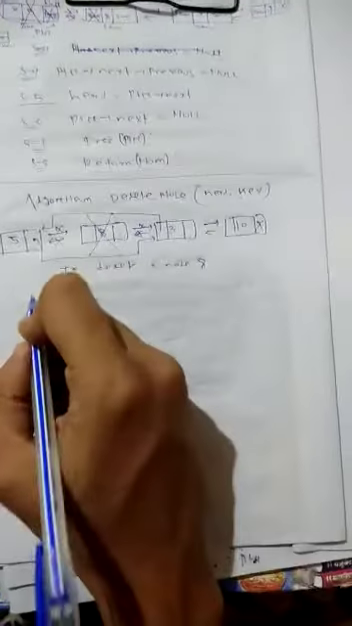Algorithm step 1 is similar. Checking the underflow condition, that is, head equal to null. Underflow condition, head equal to null, then print underflow, return. Okay, next step 2, how to delete this node.